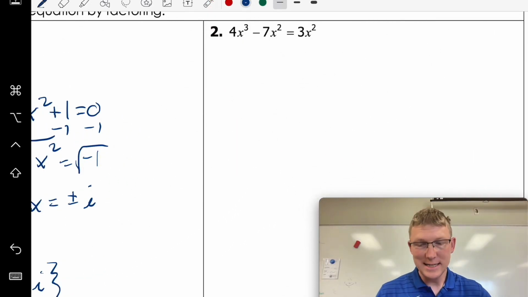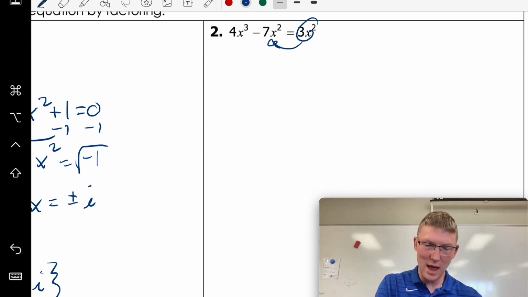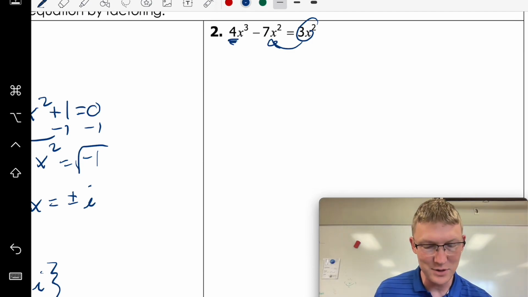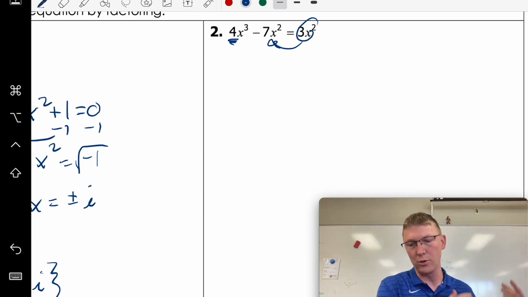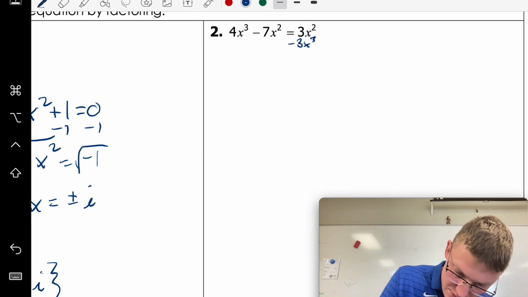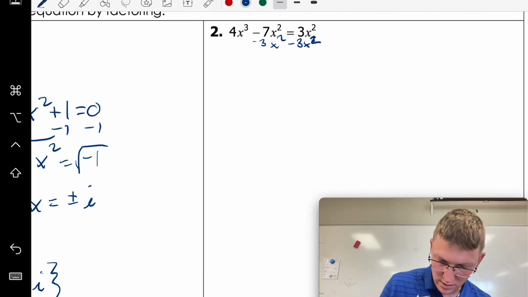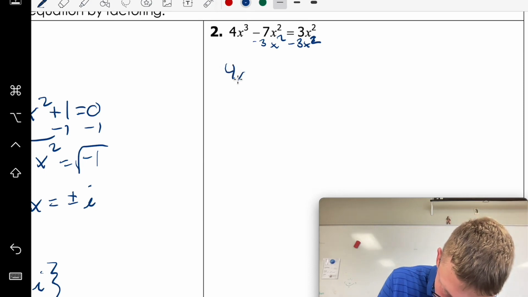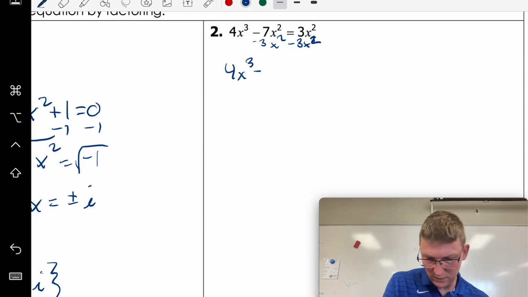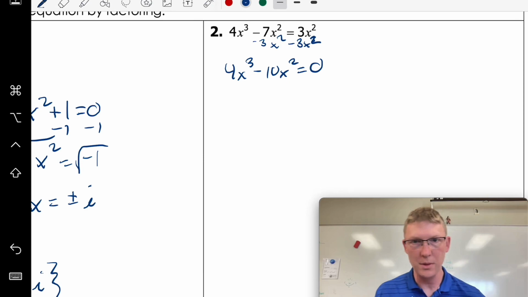Okay, number 2 is not set up for us to factor yet, so that's fine. We're just going to move this term over to that side. And I choose that side because A, I like my leading coefficient to be positive. It just makes my life easier. And B, there's more terms over there. So again, let's just try to do less math. So we're going to subtract 3x squared from both sides. So then we're going to have 4x cubed minus 10x squared equals 0. Okay, so now we can factor.